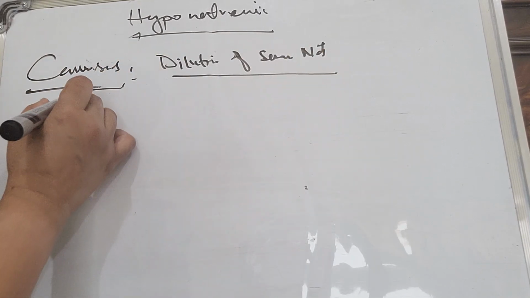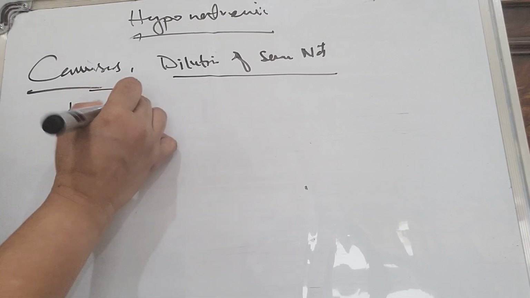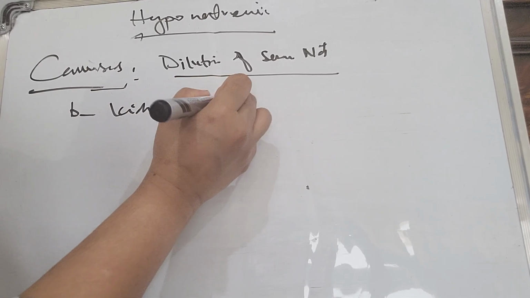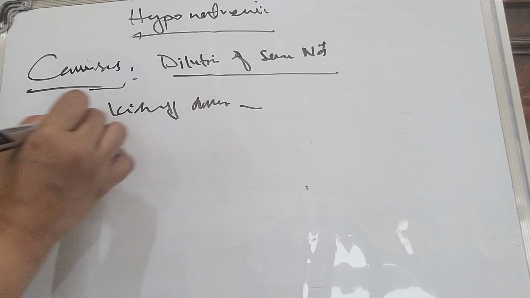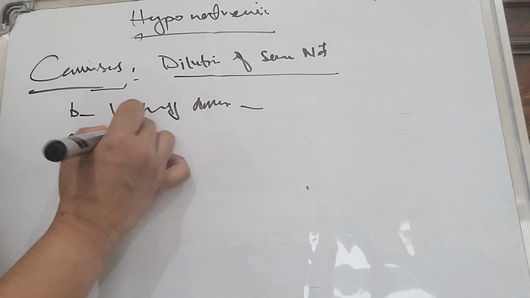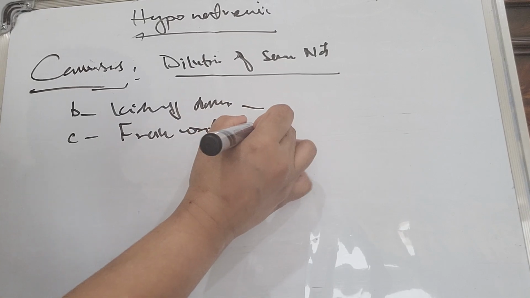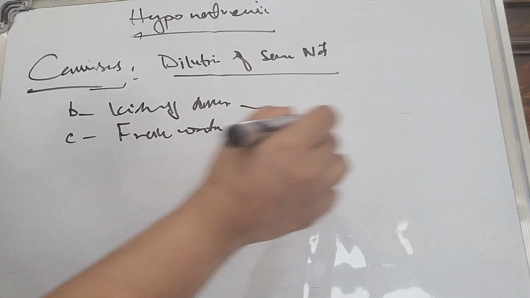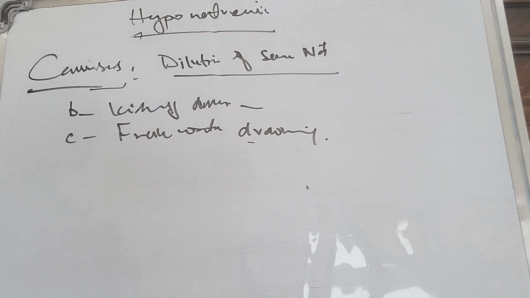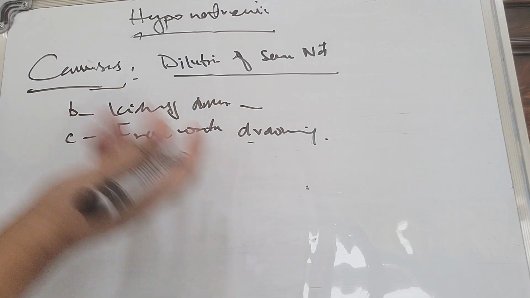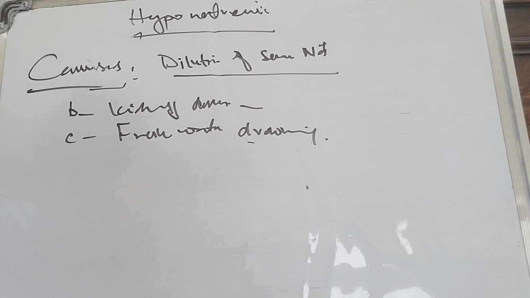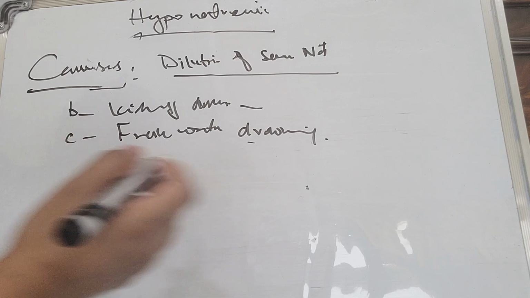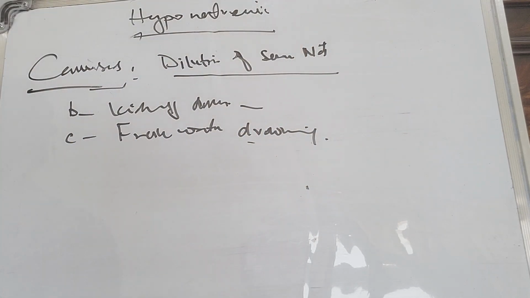In the dilution of serum sodium, point B is kidney disease. Point C is fresh water drowning. If a patient drowns in fresh water, it can also cause hyponatremia, because the more water he ingests, this is hypotonic, the fresh water, and the normal sodium inside our body will dilute with the water, and the patient will develop hyponatremia.